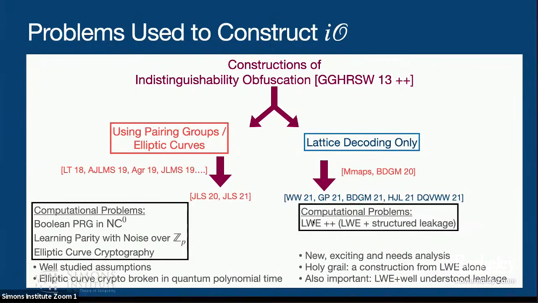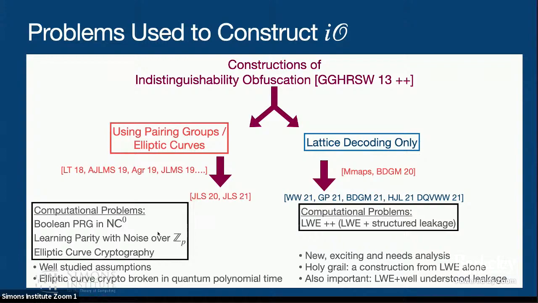LWE++, LWE, and then some structured leakage on the errors. Okay, and that's it. I mean, this is very big, zooming to, I don't know what, infinite levels. But that replaces, the learning parity with noise is used for some kind of a pseudorandom. Which part is for the pseudorandom number generation? Can you give us some idea of which assumption serves what purpose in obfuscation?